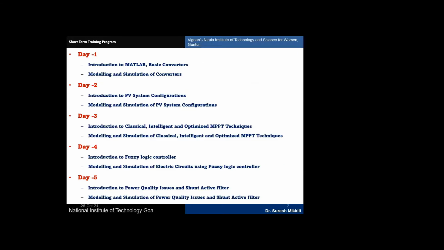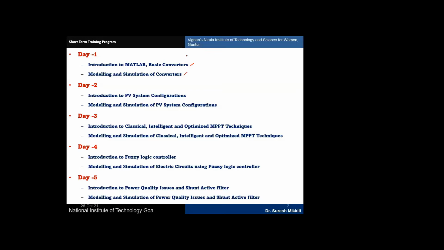On day one, we are going to see the introduction to MATLAB, and the basic converters, which includes half-wave rectifiers. As the coordinators approached me, they told me to take it for UG compulsory, so they should understand. So in the first day, I will try to give you how to simulate actually, how to select the modules from the Simulink library. Each and everything from scratch I will explain to you. Basic converters introduction I will give, then modeling and simulation of converters will be given.